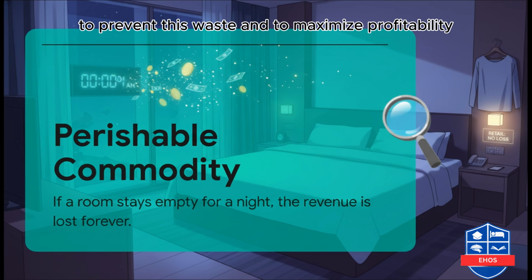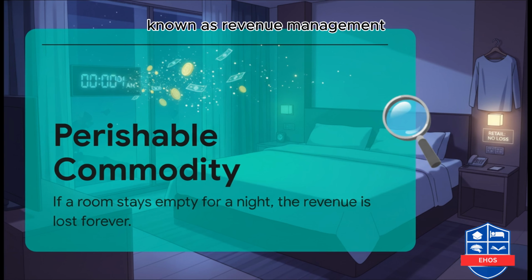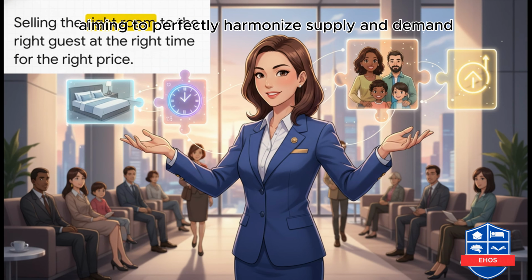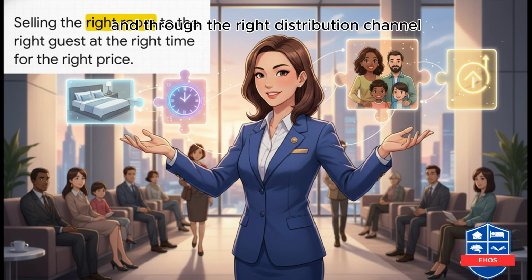To prevent this waste and to maximize profitability, modern hotels employ a highly sophisticated strategy known as revenue management. So, the crucial point here is that revenue management isn't just about putting heads in beds. It's a complex analytical endeavor aiming to perfectly harmonize supply and demand. It's the exact science of selling the right room to the right guest at the right time for the right price and through the right distribution channel.